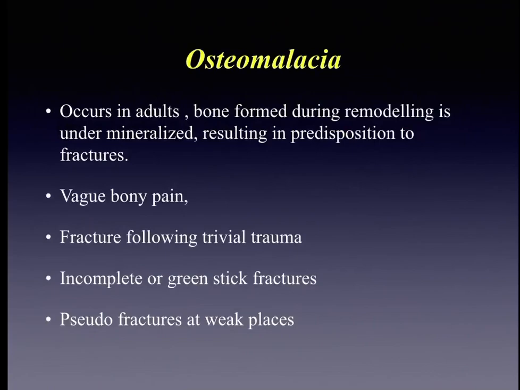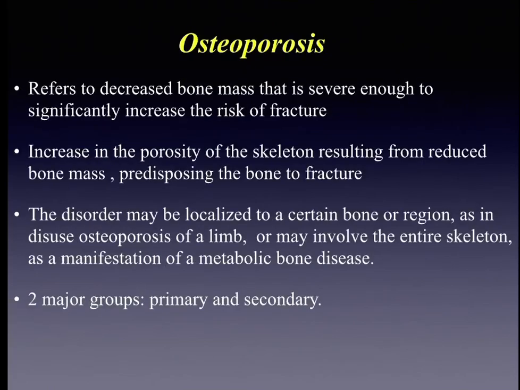So cases of osteomalacia can present with fracture following trivial trauma, vague bony pain, or sometimes they can have incomplete or greenstick fractures. So osteomalacia is the adult counterpart of rickets. So here again the bone which is formed during remodeling is undermineralized.